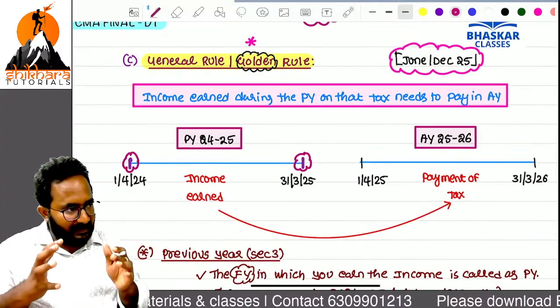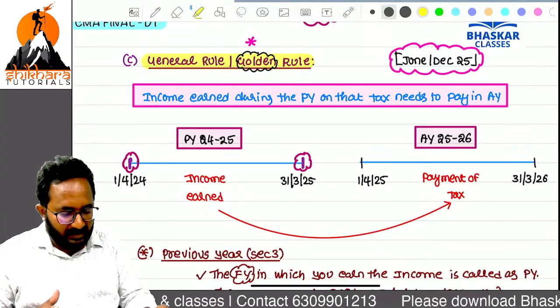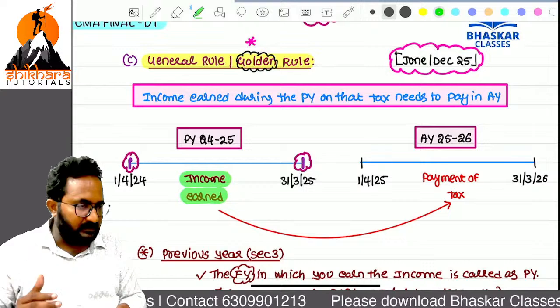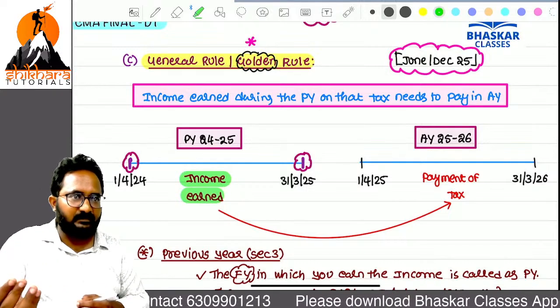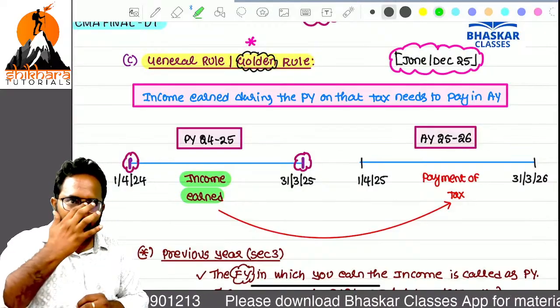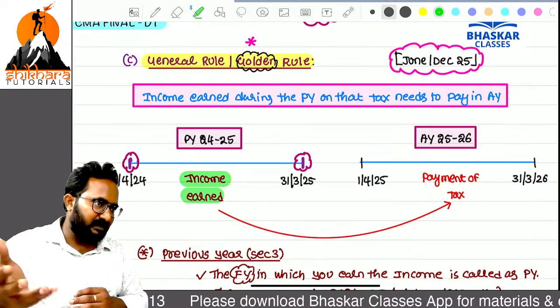Generally, if you earned any income during that previous year, for example I'm doing a job, salary income. I'm doing business, maybe business or profession related income. I have a money lending business income.